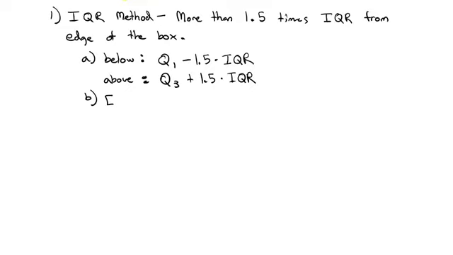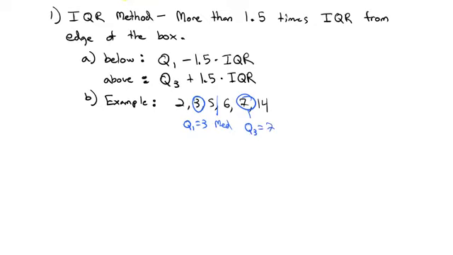So for example, let's say we've got the numbers 2, 3, 5, 6, 7, and 14. Now, the median's right in the middle. But what we're interested in with the interquartile range is the middle below the median. The first quartile is 3. And the third quartile is 7. So the interquartile range is 7 minus 3, or 4.